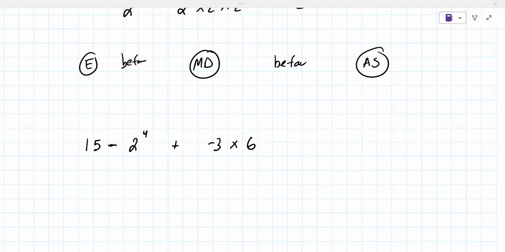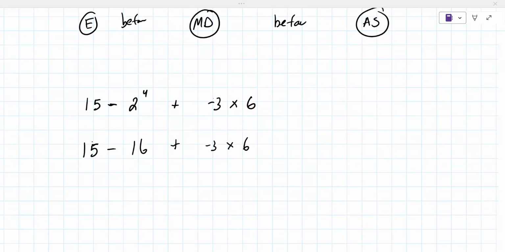Okay, so this becomes 15 minus 16 plus -3 times 6. So what do you do next? Multiplication. Yeah, multiplication. So -3 times 6. Why don't you see if you can work it out from here? Give me your final answer whenever you're all done.